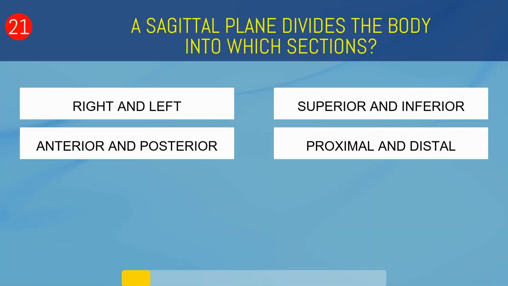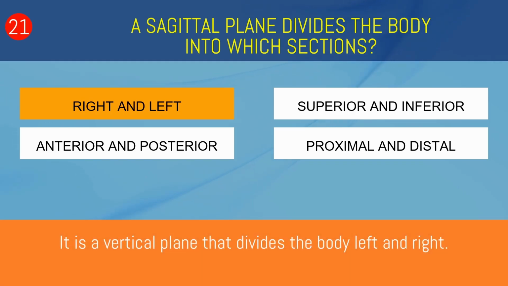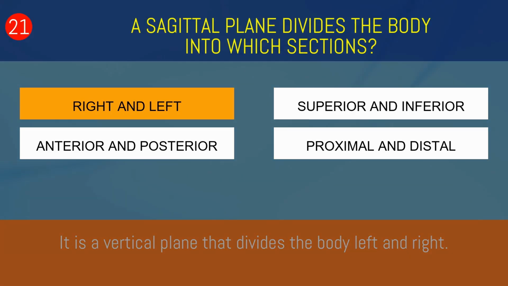A sagittal plane divides the body into which sections? Right and left, anterior and posterior, superior and inferior, or proximal and distal? Right and left. It is a vertical plane that divides the body left and right.